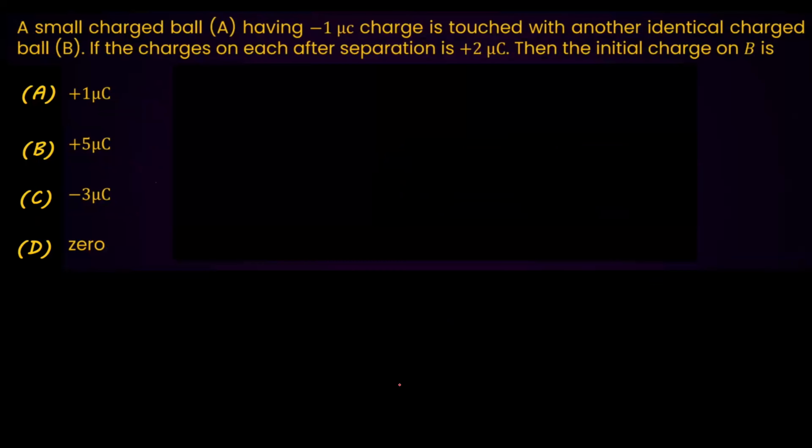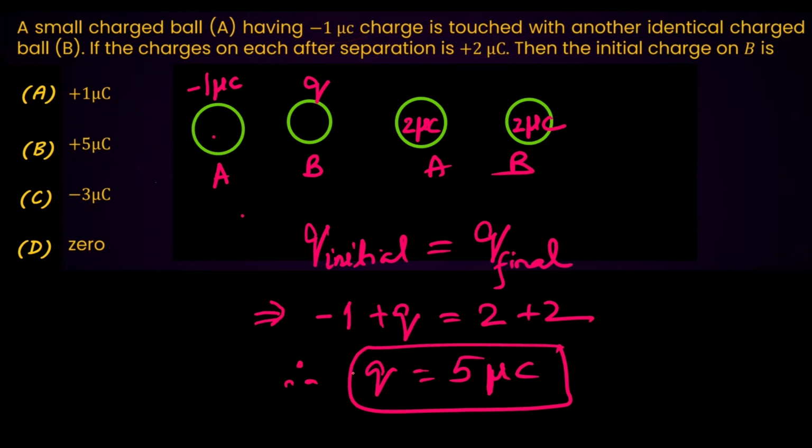Next one is, a small charged ball A having minus 1 microcoulomb charge is touched with another identical charged ball B. If the charge on each after separation is plus 2 microcoulomb, then the initial charge on B is? Now see this, this is the initial setup. Both A and B, one is having minus 1 microcoulomb, and another is having say Q charge. After they are kept in touch, the redistribution of charge results in 2 microcoulomb each on both the balls. So Q initial is equal to Q final, as I have just told you, charge remains conserved. So minus 1 plus Q is equal to 2 plus 2. So Q is equal to 5 microcoulomb. This is how we can solve the problem.